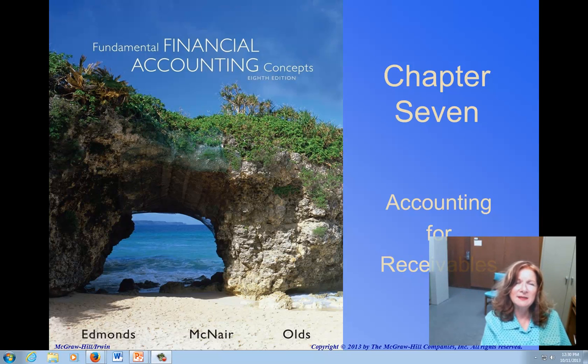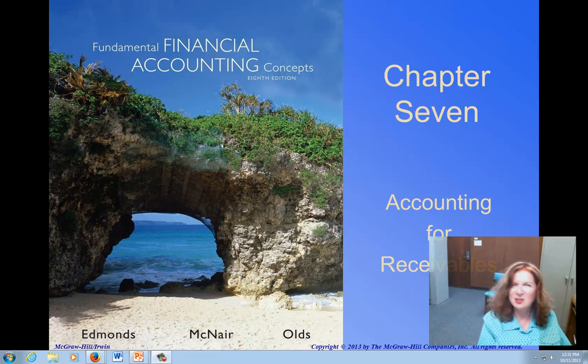Now, since the exact amount of the loss can never be known, we have to make an estimate. If you'll remember from some of the early chapters, we said that accountants frequently have to make estimates. We have to estimate how much is going to be left on the book value of that asset after it's depreciated. We have to estimate how much will be collected in these accounts receivable. So we have two estimation methods, and those are shown on pages 368 to 370.